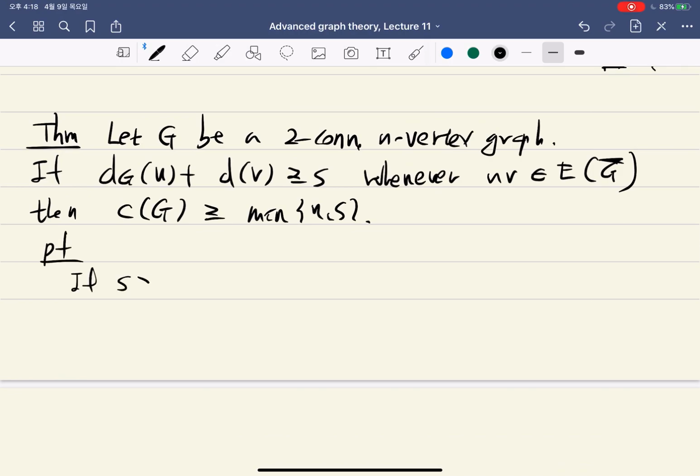So if S is at least N, then we already know Euler's theorem.